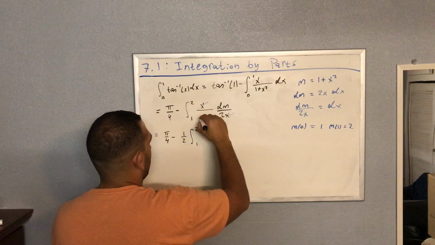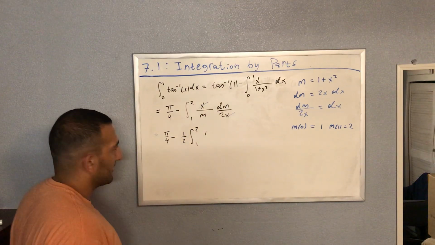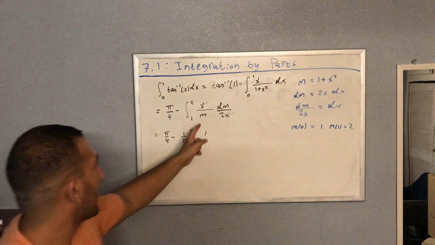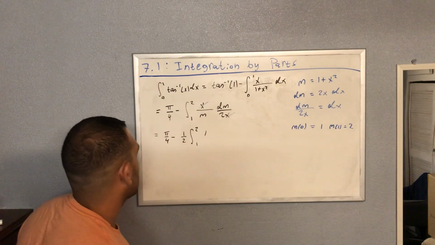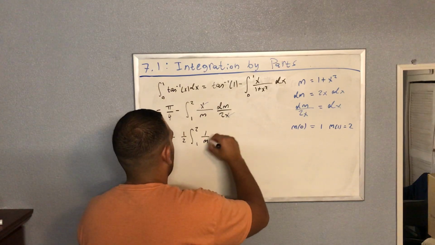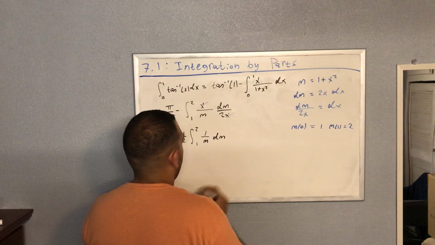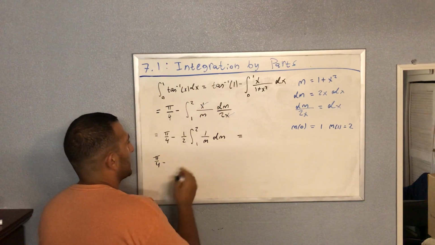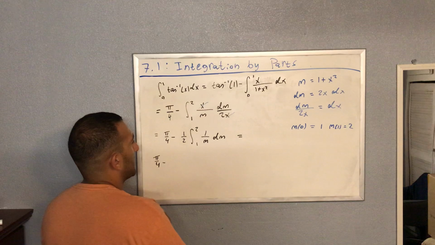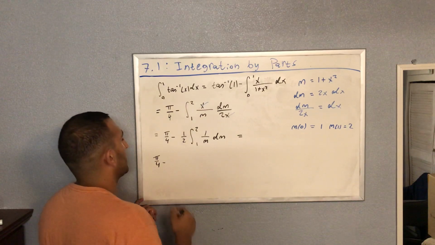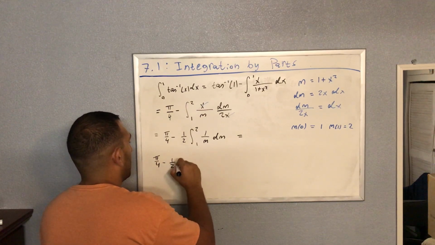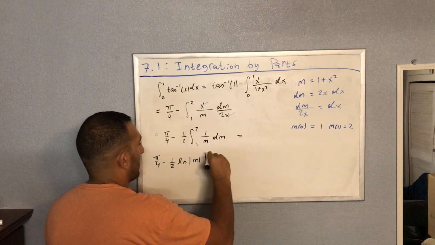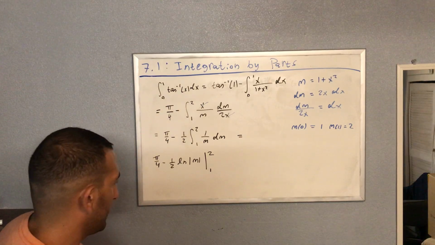Oh, I'm sorry, this should be m. Sorry, I've used u so many times that I called it u, but it should be m. We picked m to be that. So we get 1 over m dm, and that's going to be equal to pi over 4 minus, well, what's the integral of 1 over something? It's the ln of absolute value of that. So it becomes 1/2 ln absolute value of m. Evaluate that now from 1 to 2.